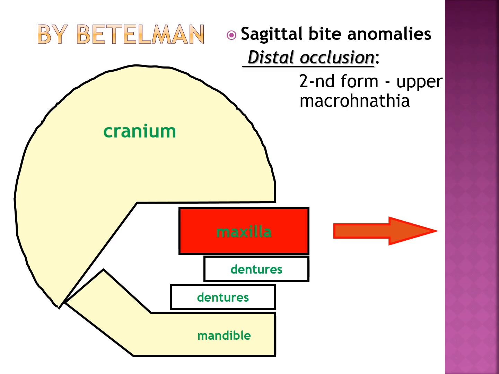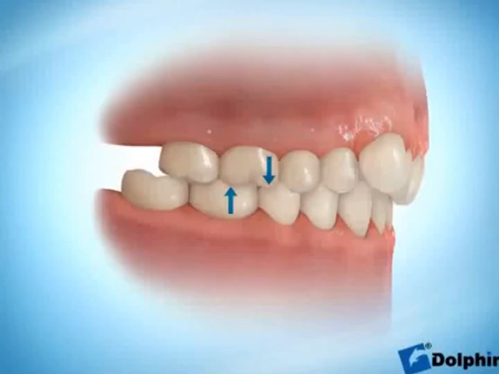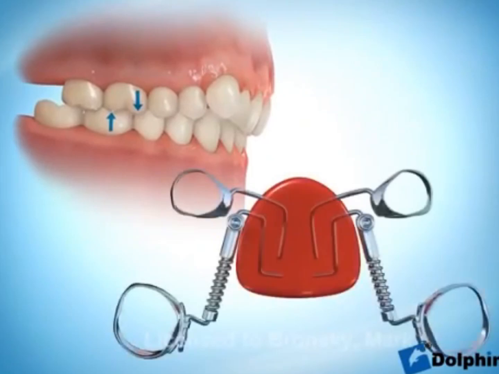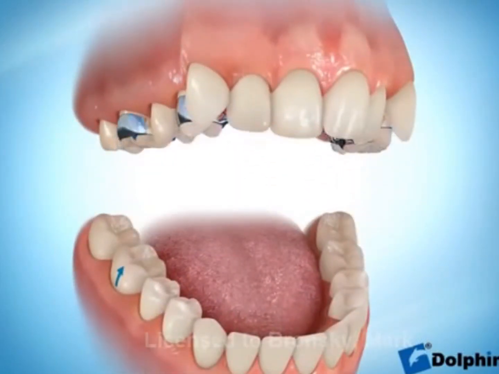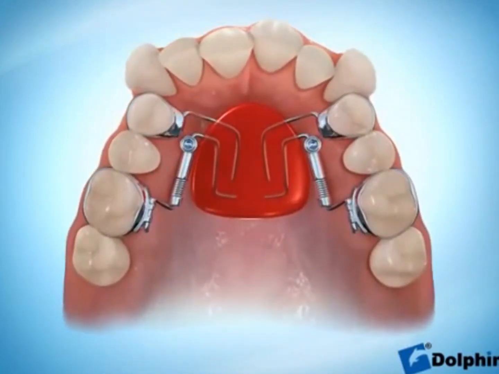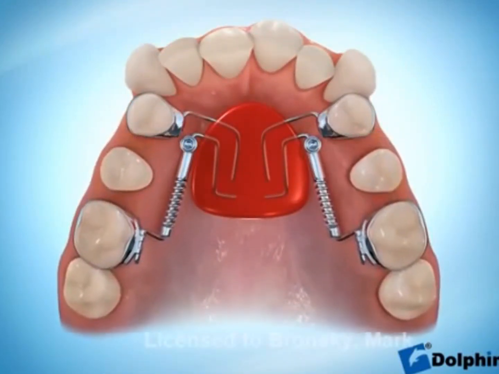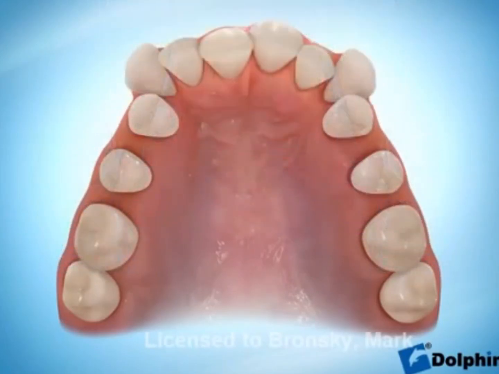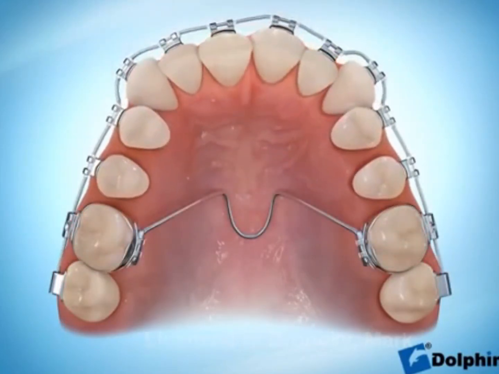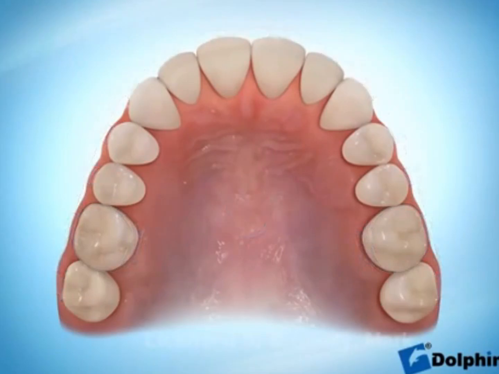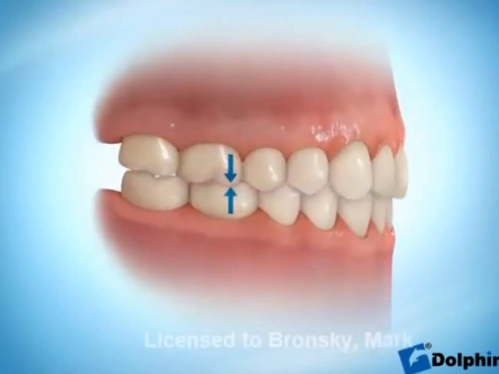And the second form of distal occlusion, backward. We can use an unremovable appliance called distalizator. It is a mechanical acting, unremovable appliance. And with these springs, buccal teeth will move distally. And as a result, we can establish normal correlation between upper and lower teeth.